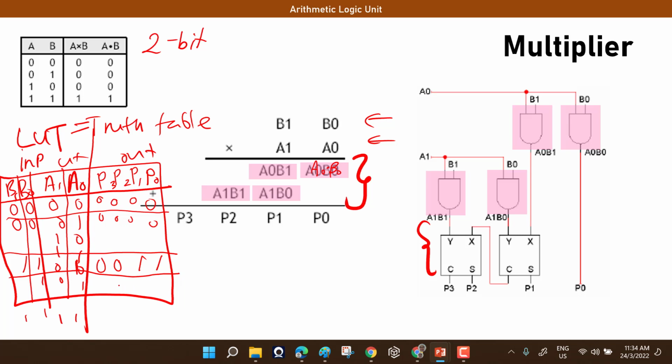Yes. Okay. Let's say you come to the last column here. 1, 1 multiplied by 1, 1. 3 multiplied by 3, what is the result? 3 times 3 is equal to? 9. So 9 means 1, 0, 0, 1. Okay?